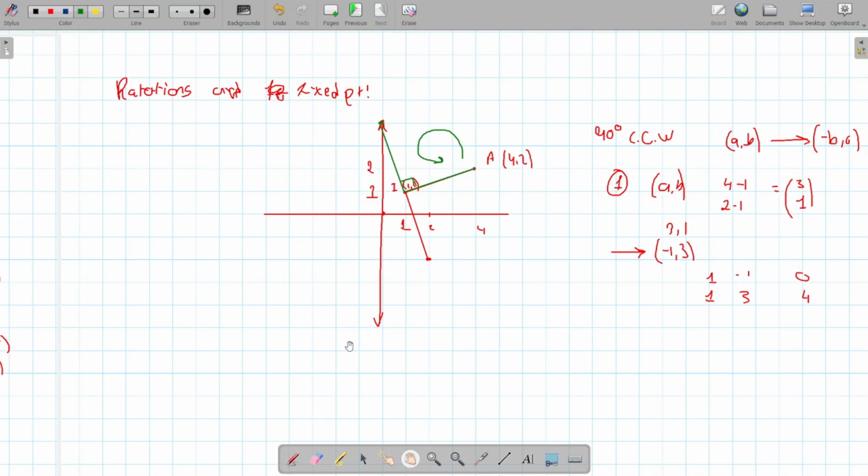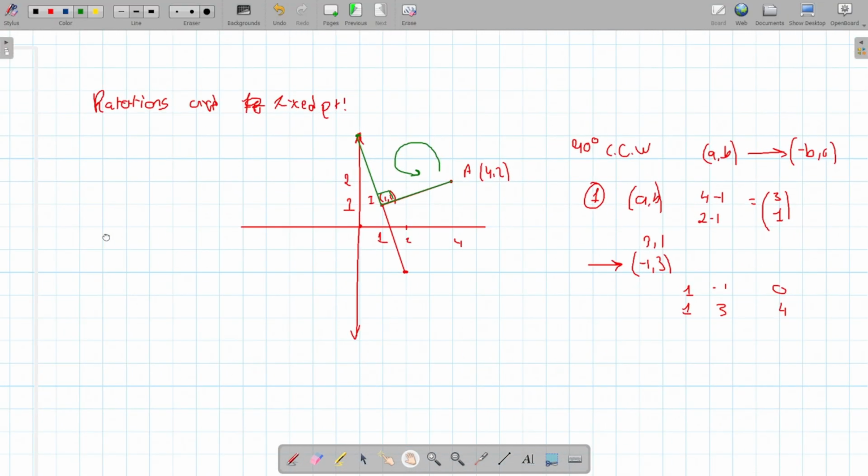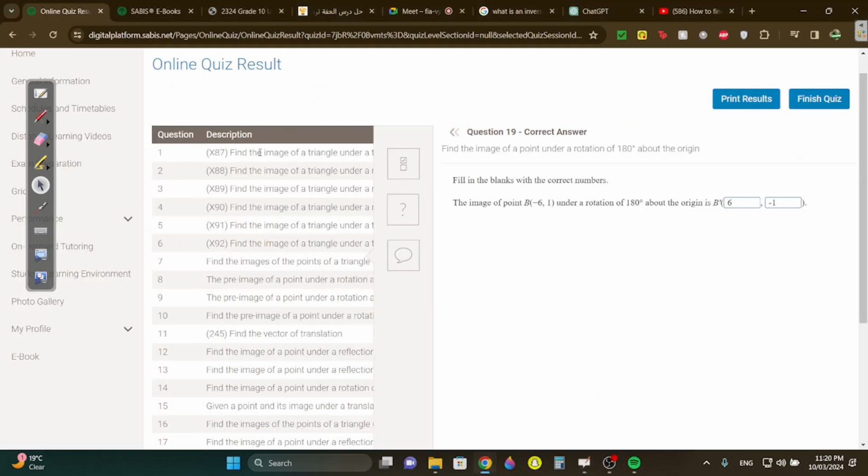I know it's a lot, but I'm just trying to explain it for you. Screenshot this if you want. Okay, let's actually start solving now.